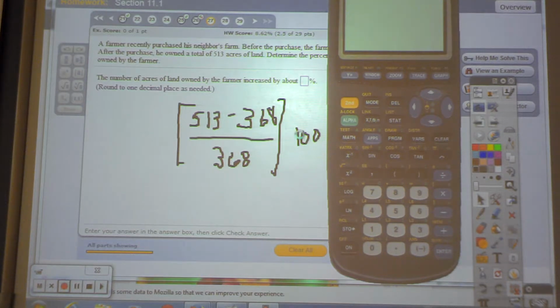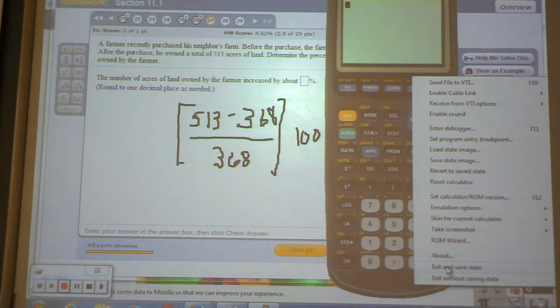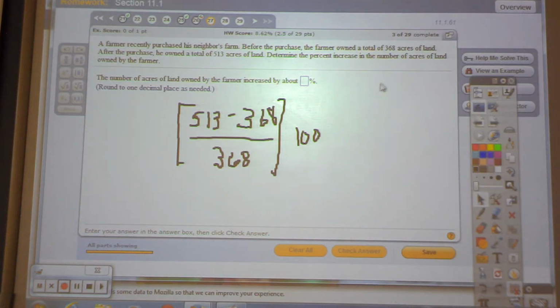Good job. I've learned, don't get set up because y'all set me up for the kill. What does it mean, round the decimal place as needed? Round to one decimal place. It says as needed. 39.4.